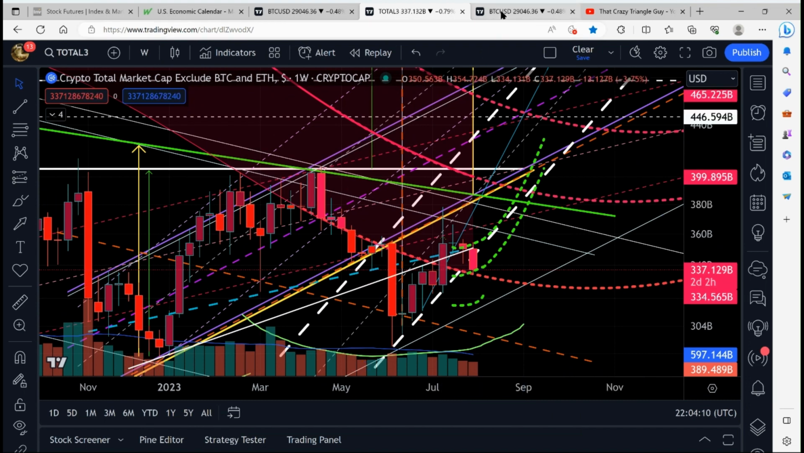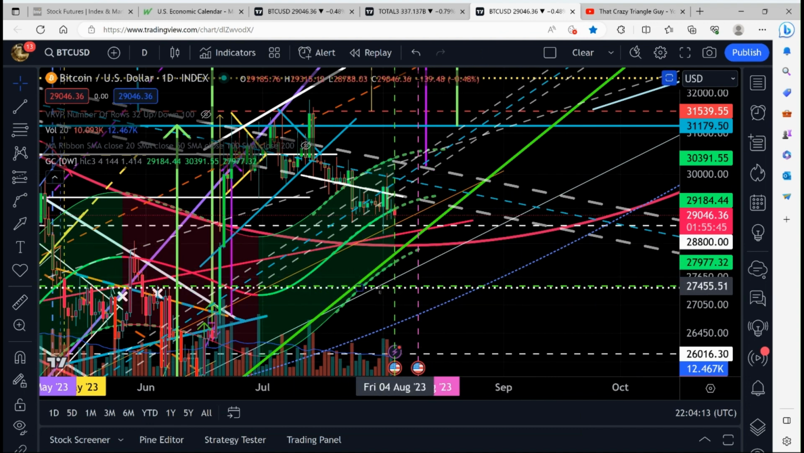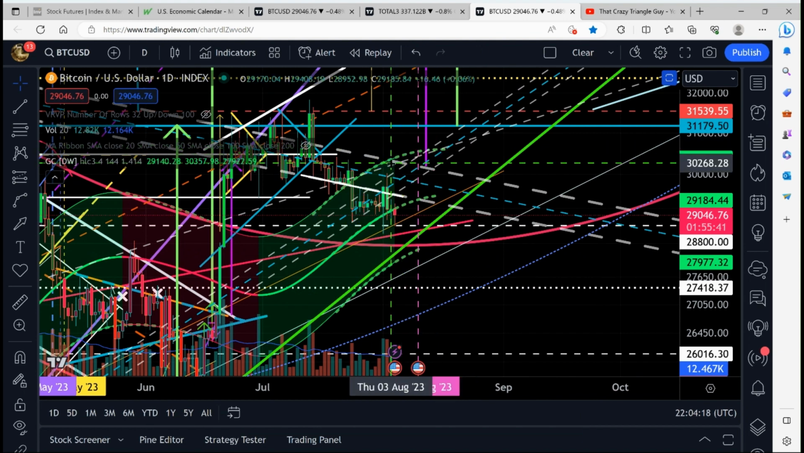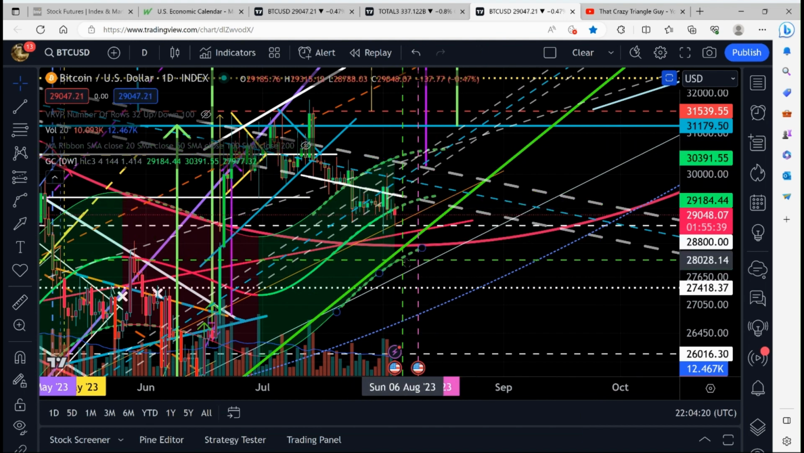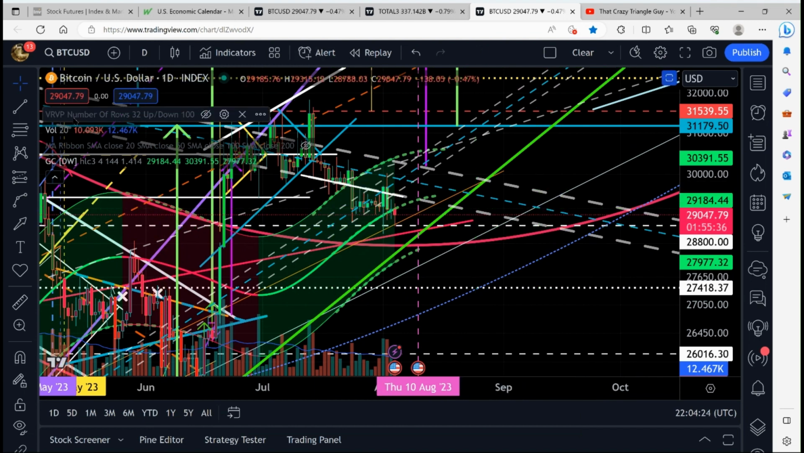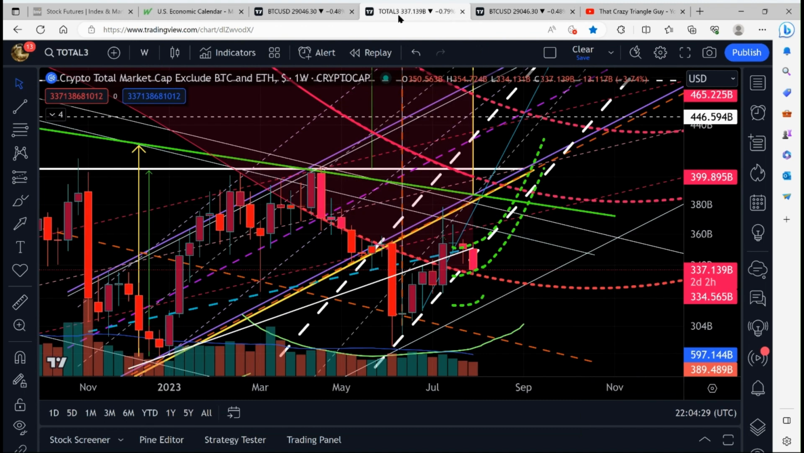The same thing on the Bitcoin index chart. This is the daily. The green dashed lines represent the top, mean, and bottom of the daily Gaussian channel. I'm going to turn this off now because I just wanted to show that for reference.